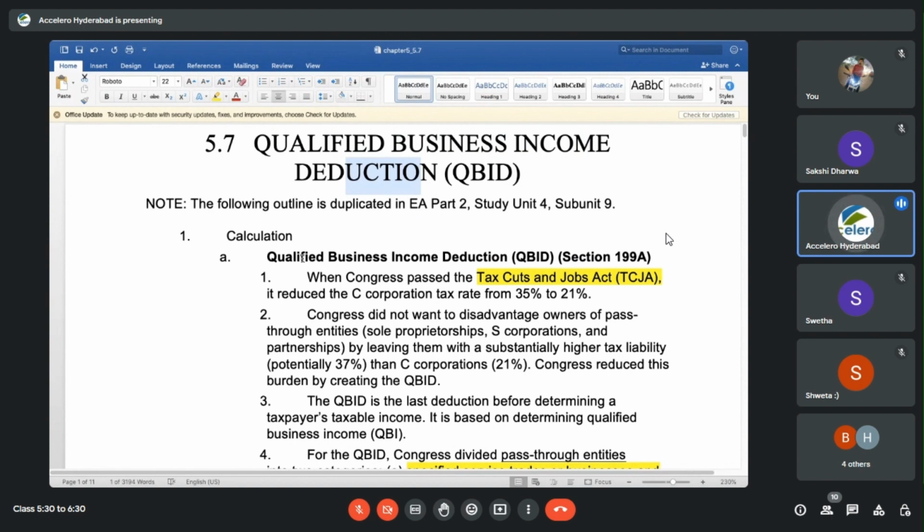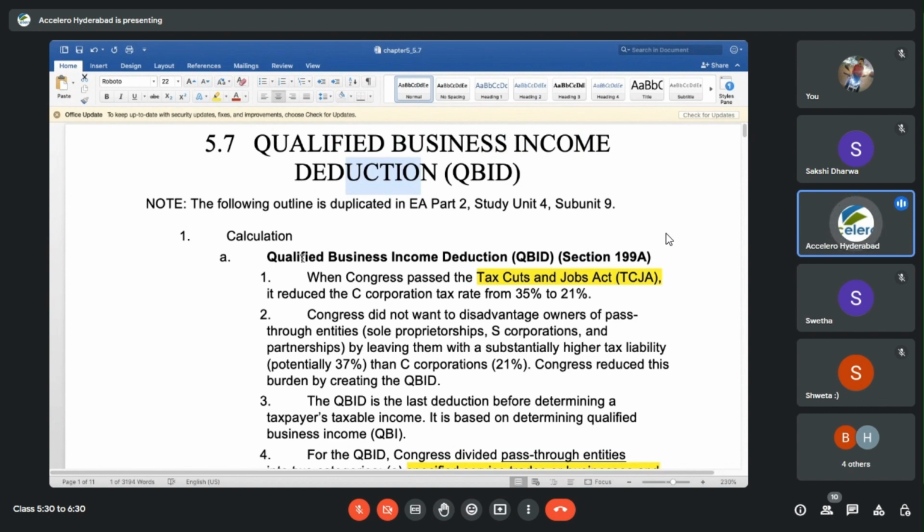If the client does not have any business income, or the taxpayer doesn't have business income, then we are fine. Maybe this will be just a blank line. It's not even applicable. There are so many people who don't have any business income, they have just salary income and investment income. In that case, this is not even relevant.